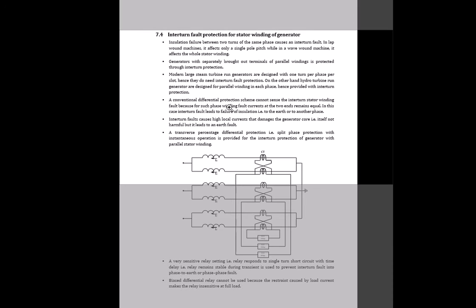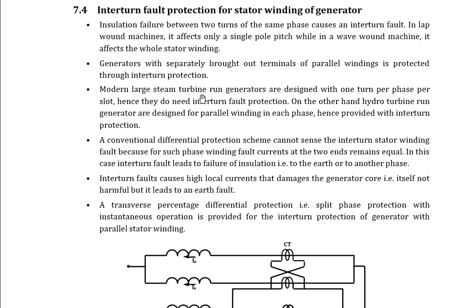Now we have a fourth type of protection, which is interturn fault protection for the stator winding of the generator. Why do we need this interturn fault protection? Insulation failure between two turns of the same phase causes an interturn fault. In a lap wound machine, it affects only a single pole pitch, while in a wave wound machine it affects the whole stator winding.